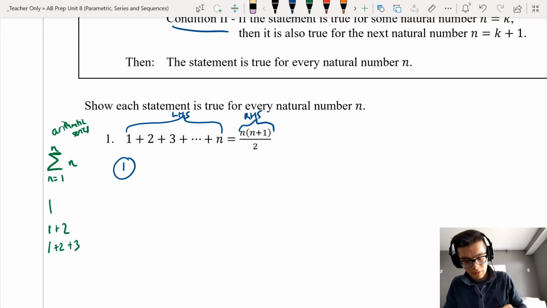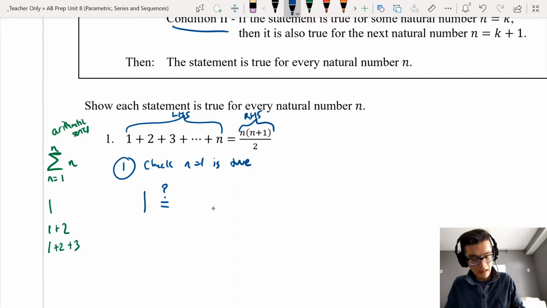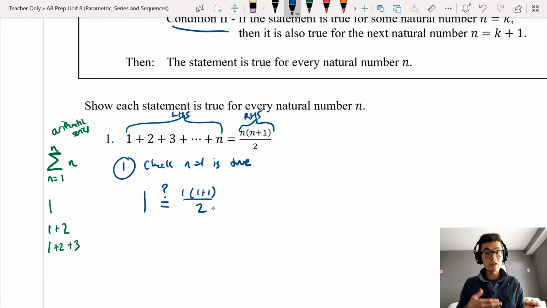or actually we should probably start with saying check n equals 1 is true. So 1, equal sign, question mark. We don't know if it's equal yet. Now on the right-hand side over here, we're going to plug that n equals 1 in. So 1 times 1 plus 1 divided by 2. And the question is, do both sides equal the same thing? So often you've been so used to just saying equal sign without any sort of question mark over it, right? Here we're questioning, are they actually equal? I want to make that very clear.